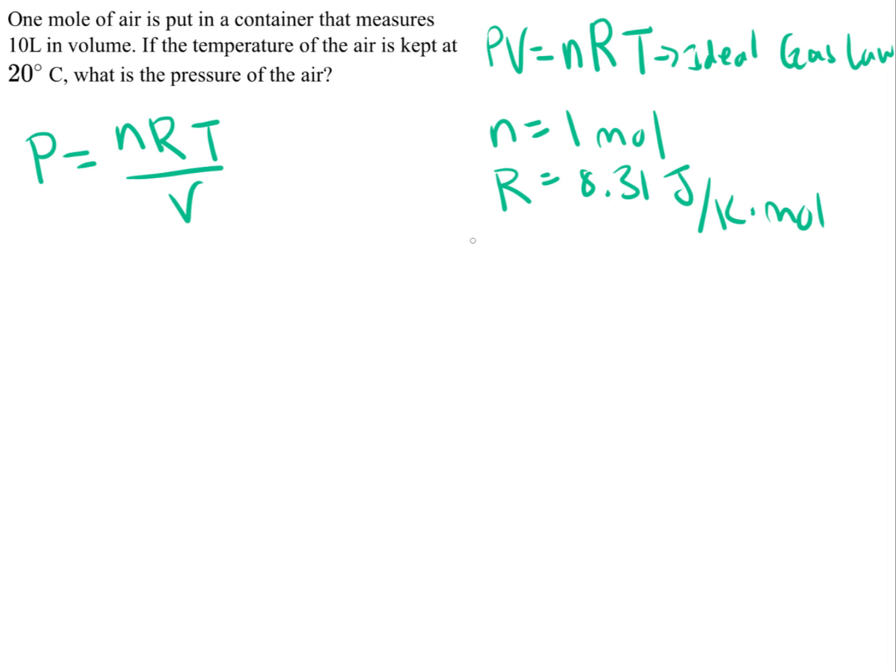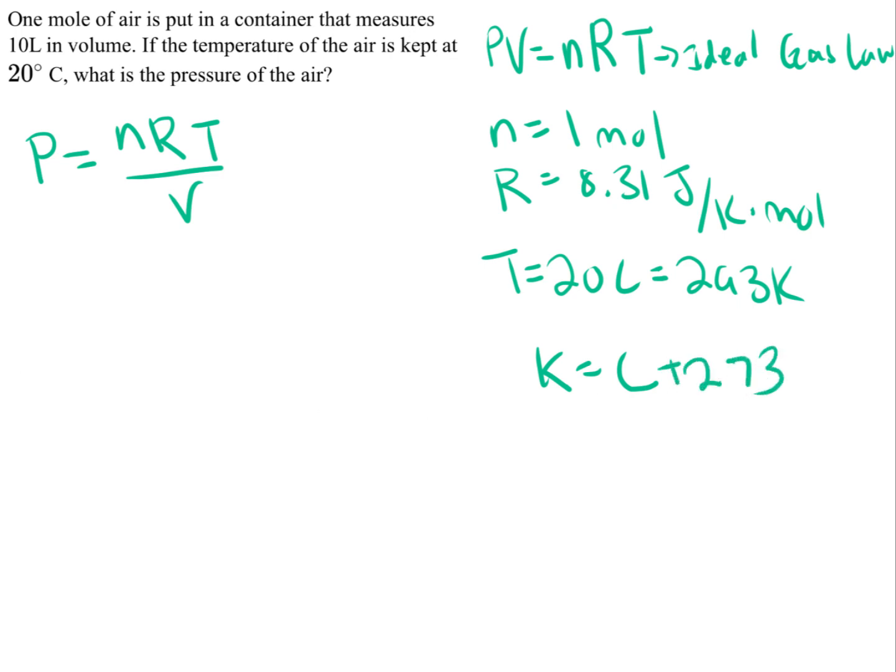That's the gas constant. The temperature is given to us to be kept constant at 20 degrees Celsius, which is equal to 293 degrees Kelvin. Remember, Kelvin is equal to degrees Celsius plus 273. So that's Kelvin, and that's our temperature. And the volume is given to us as 10 liters.